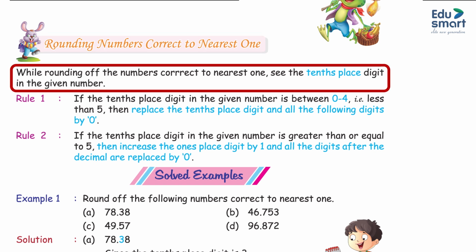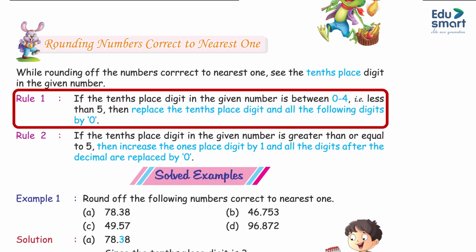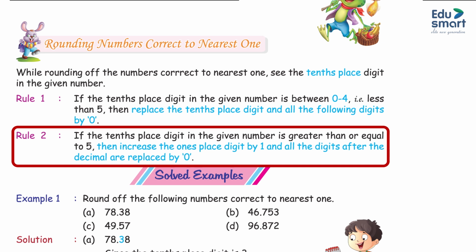While rounding off the numbers correct to nearest 1, see the 10th place digit in the given number. Rule 1: If the 10th place digit in the given number is between 0 to 4, less than 5, then replace the 10th place digit and all the following digits by 0. Rule 2: If the 10th place digit in the given number is greater than or equal to 5, then increase the 1's place digit by 1 and all the digits after the decimal are replaced by 0.